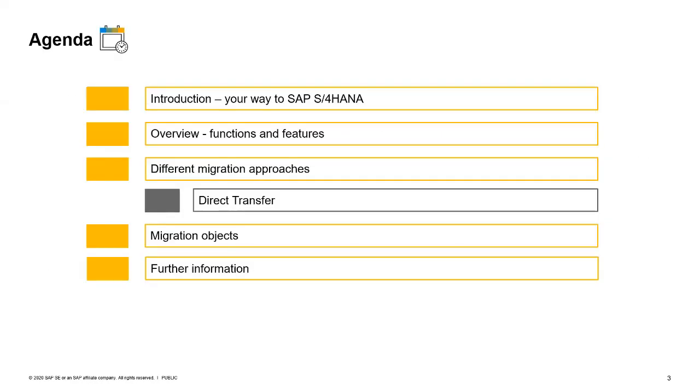We will start with the introduction. I will introduce you to your way to SAP S4HANA. We will talk about functions and features included in the migration cockpit. We will see different migration approaches, but focus explicitly on the direct transfer approach. We will look through migration objects and also provide you with further information.